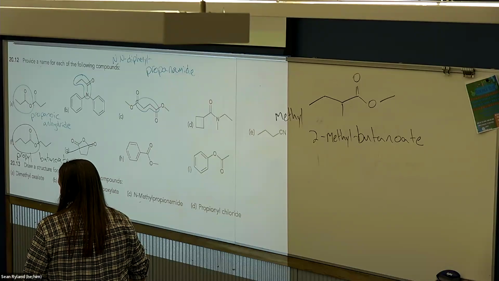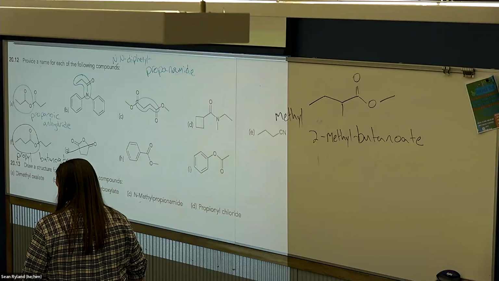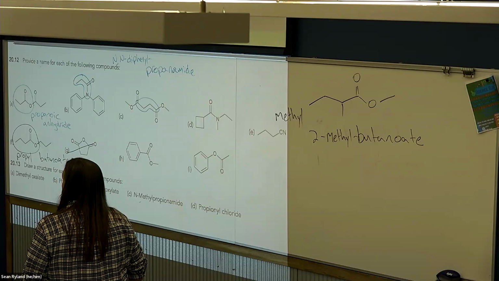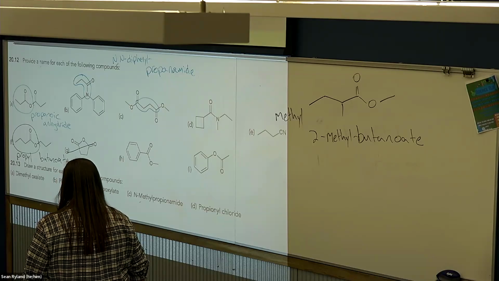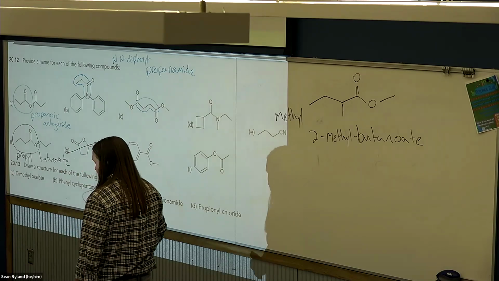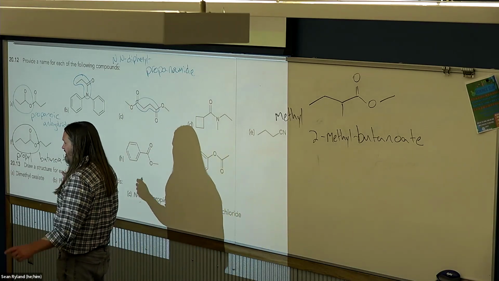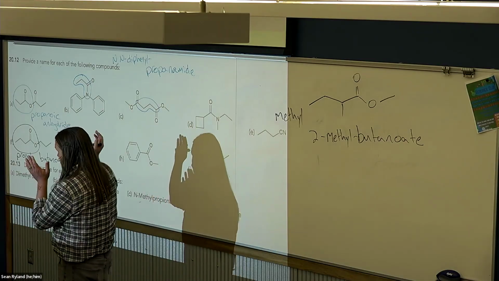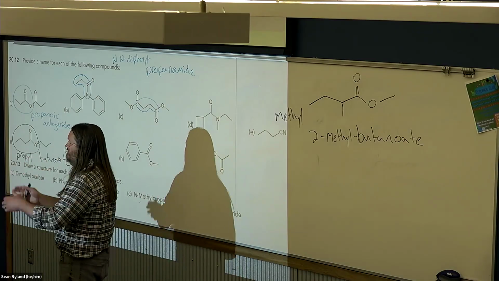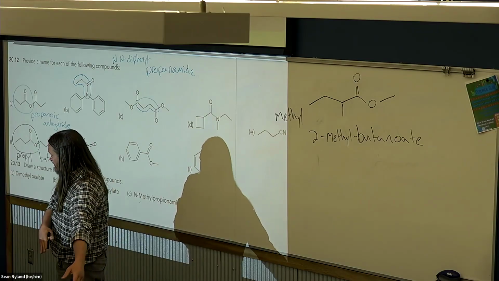Careful, because the amides all get jammed together as one word. So think about it for the esters and the anhydrides. The esters and the anhydrides need to say, okay, what's attached on the primary side versus what's attached on the other side.